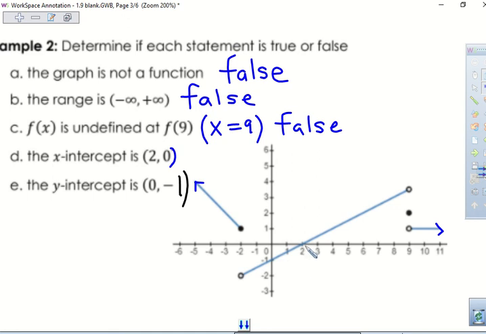X-intercept is at 2, 0. True or false? True. Y-intercept at -1? Yeah. That's also true, right?